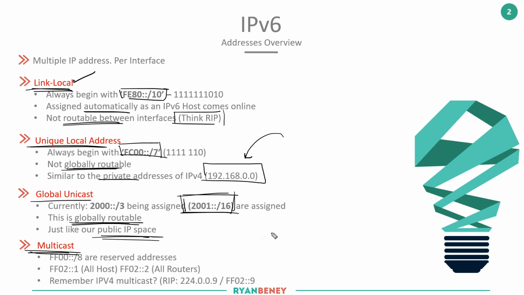CCNA level, that's how you learn it. Things like RIP, which used the multicast address of 224.0.0.9 to communicate in IPv4. In IPv6, we use FF02::9. And anything that starts with FF is reserved for multicast. There are many things multicast is used for, for example, to send communications to all the hosts on the network, or to send communications to all the routers on the network.